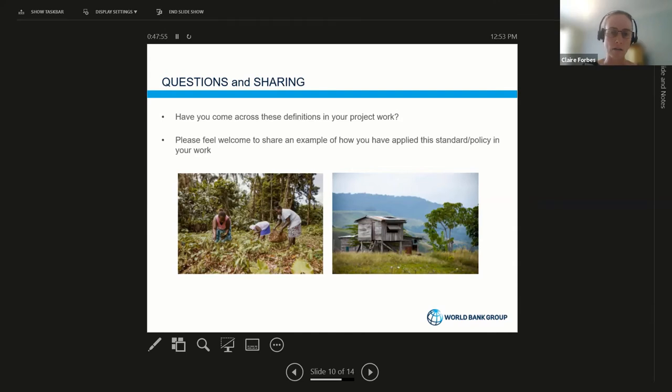So I know in Papua New Guinea, they've got social mapping and landowner identification that's regularly done, but it's different in different countries. Very keen to hear about other people's experiences around that. Thank you.